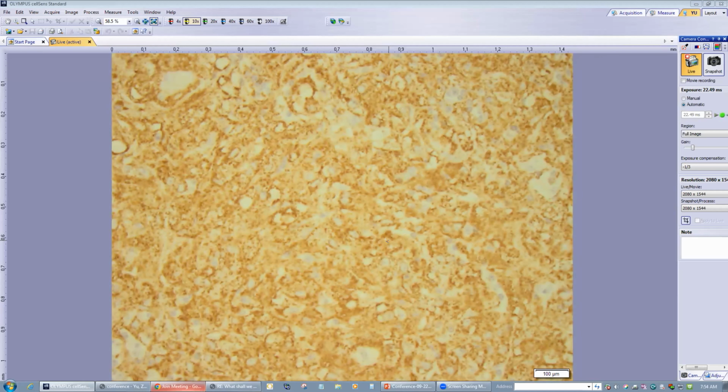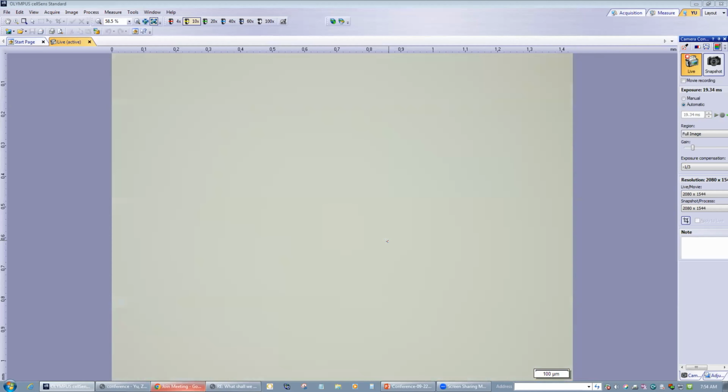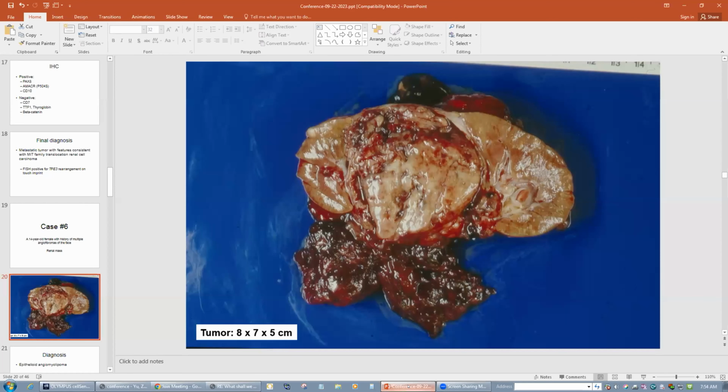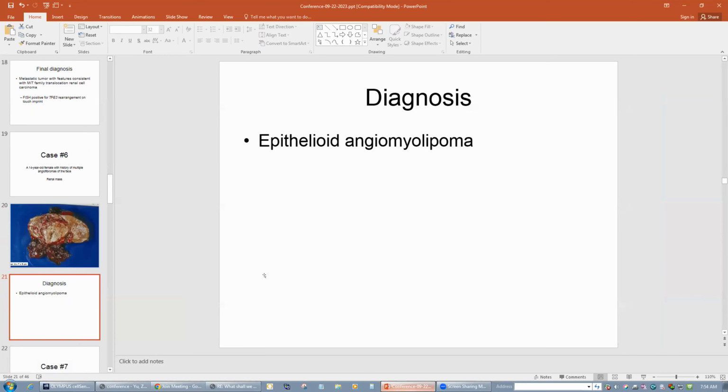That was the epithelioid variant. There is also the classic variant. Last week, or the week before, we had another case, and I'm going to share it with you. So this one is epithelioid angiomyolipoma.